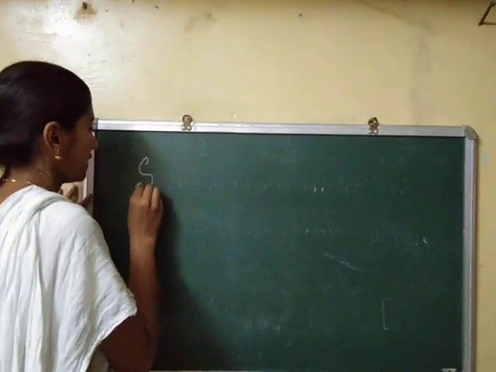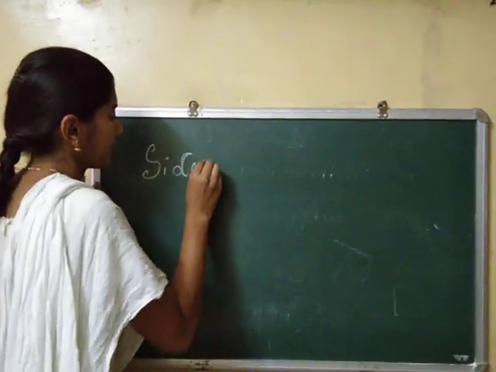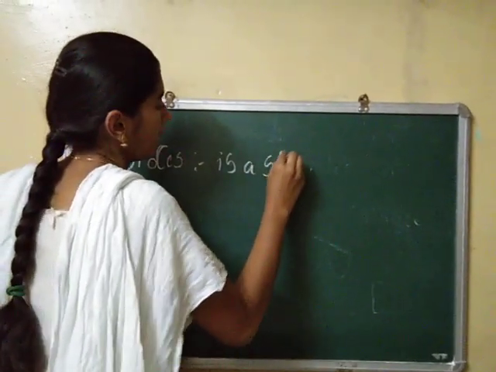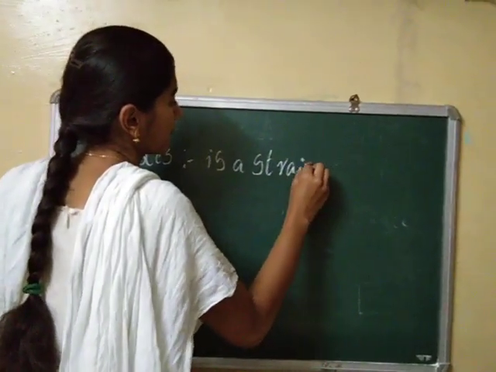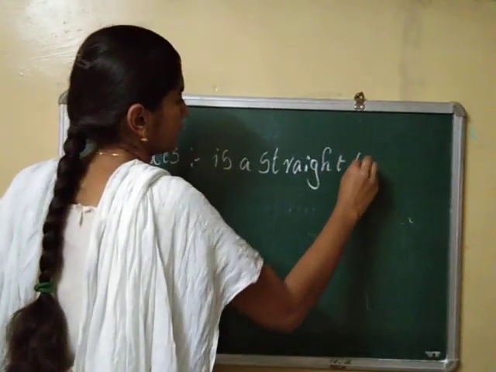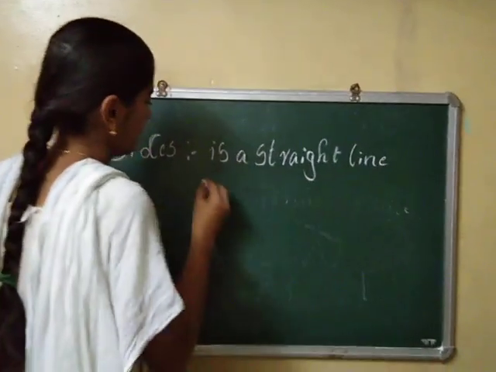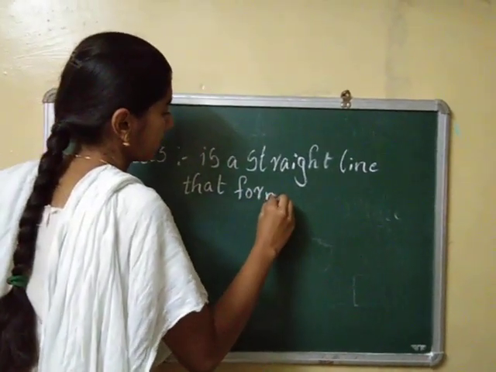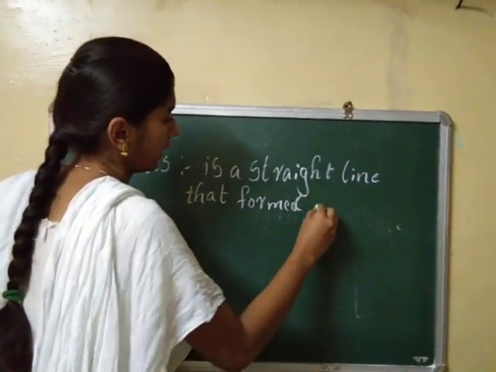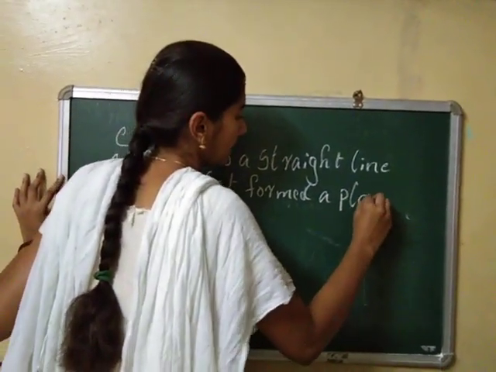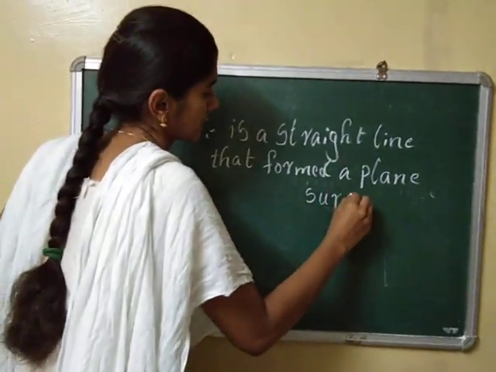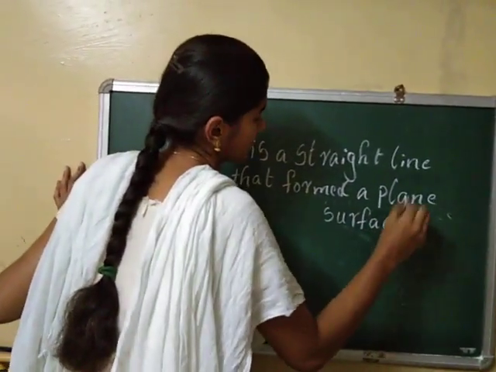Okay, let me write this. What do you mean by the sides? S-I-D-E-S. Sides is a straight line that forms a plane surface.